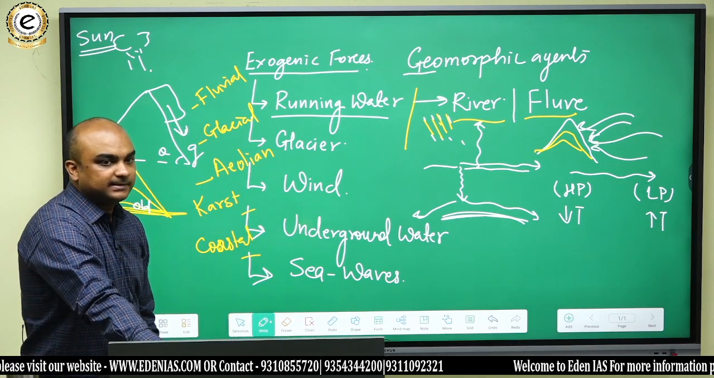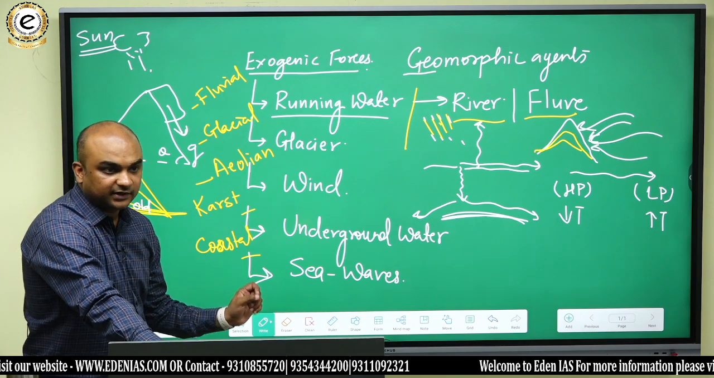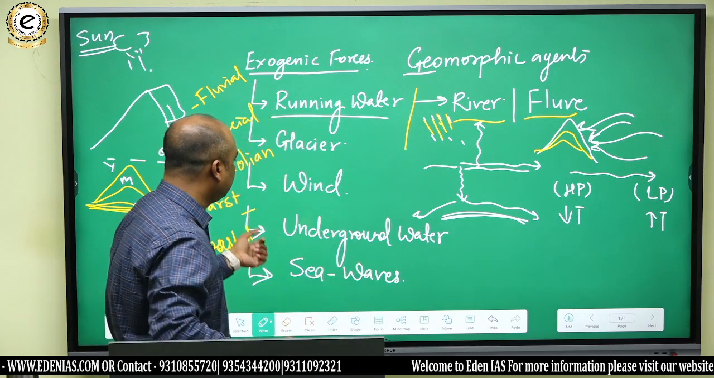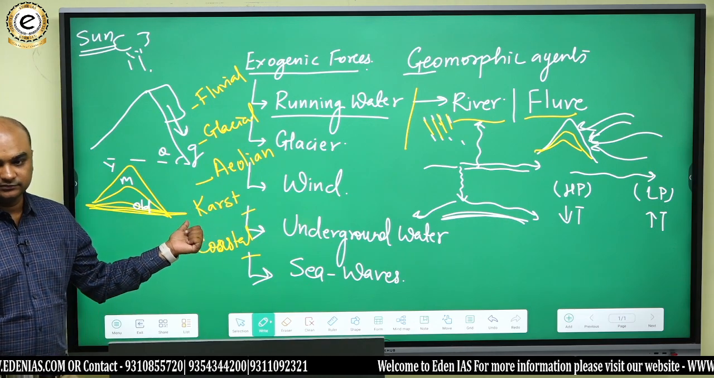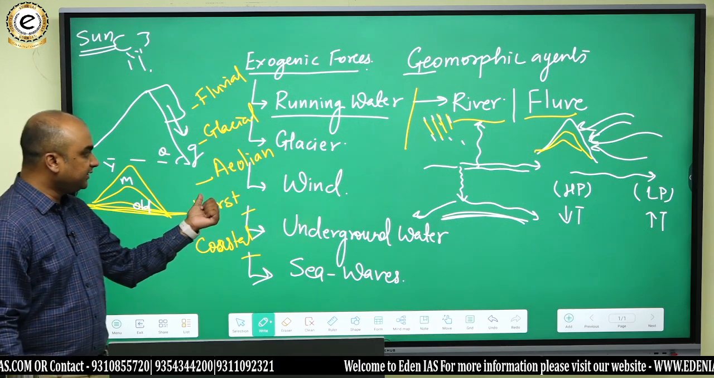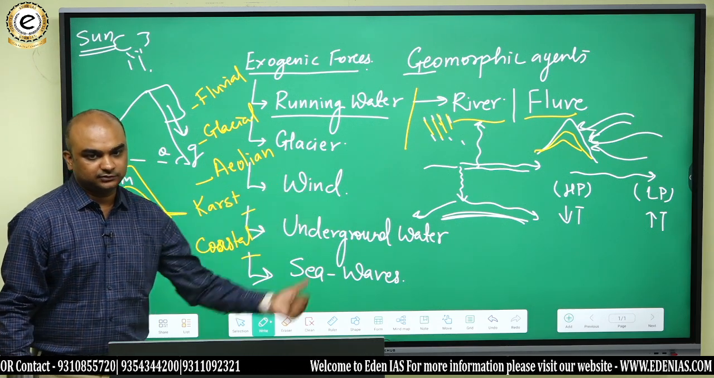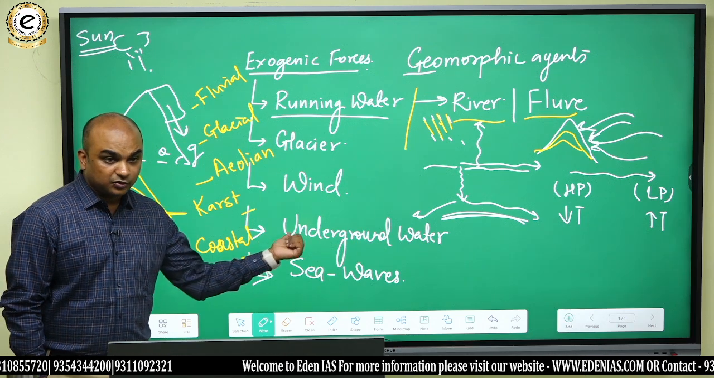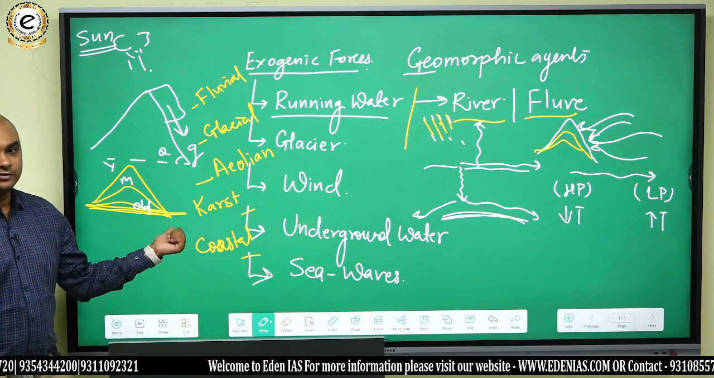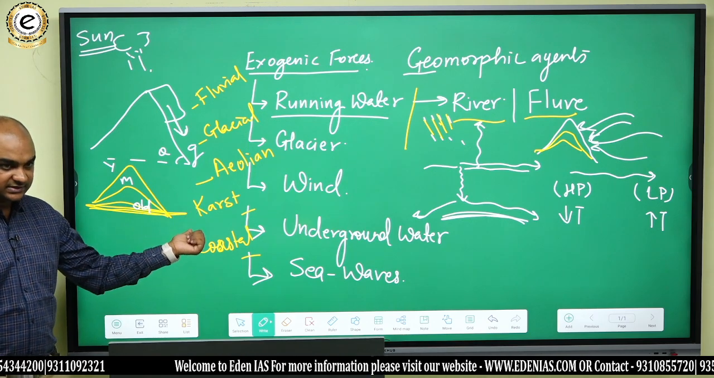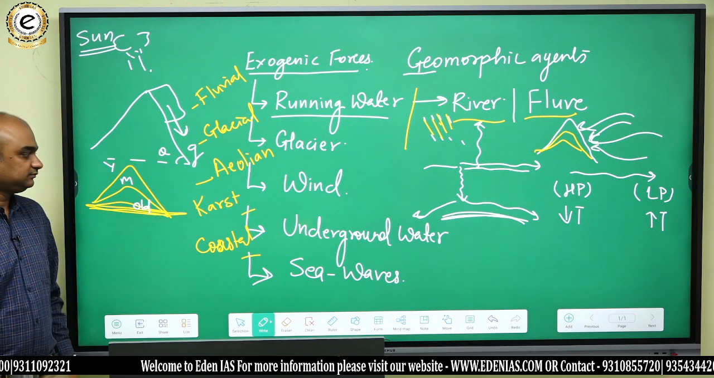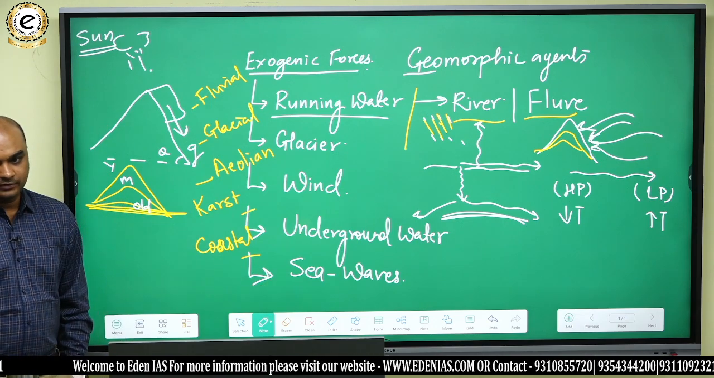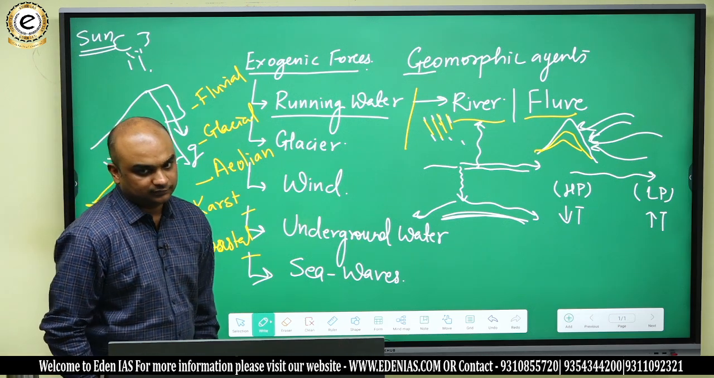Second, glacier. Put a hyphen and write glacial cycle of erosion. Third, wind. Put a hyphen and write aeolian cycle of erosion. Fourth, underground water. Put a hyphen and write karst cycle of erosion. Fifth, you write sea waves. Put a hyphen and write coastal cycle of erosion.